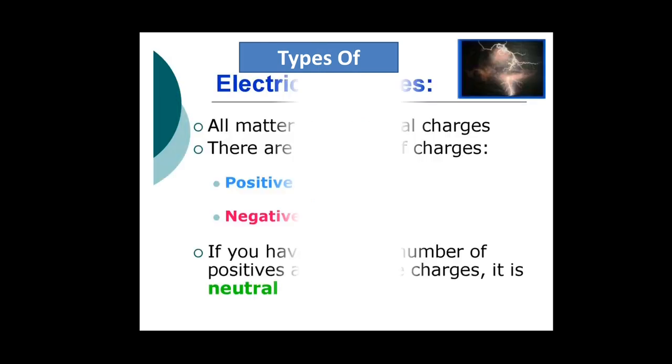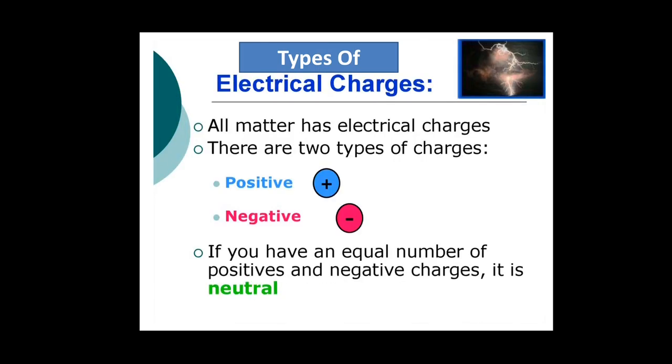Let's move on to our next point, types of charge. All matter has electrical charges. There are two types of charges. First, positive. Second one is the negative. If you have an equal number of positive and negative charges, it is neutral.